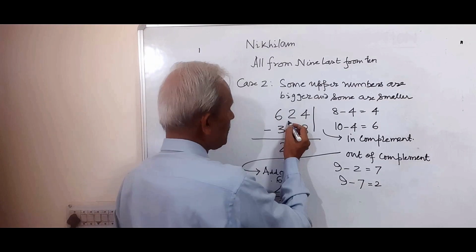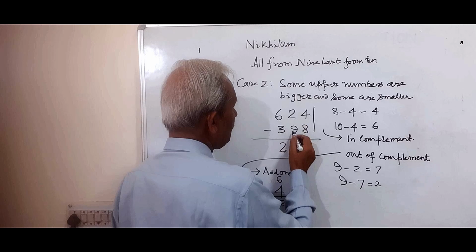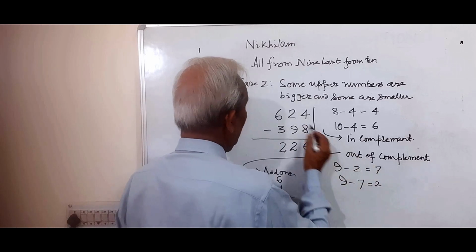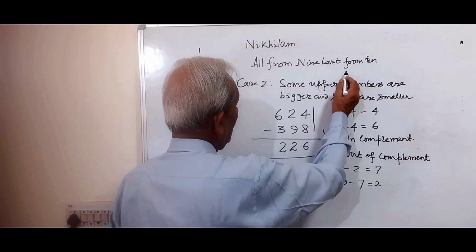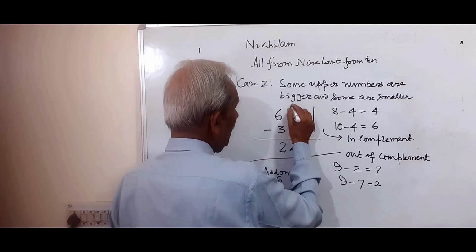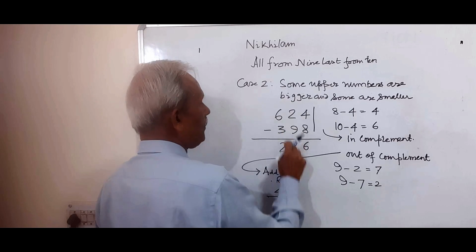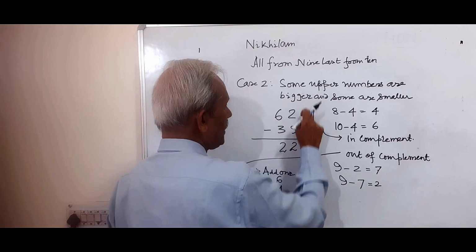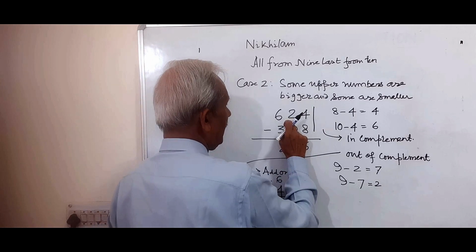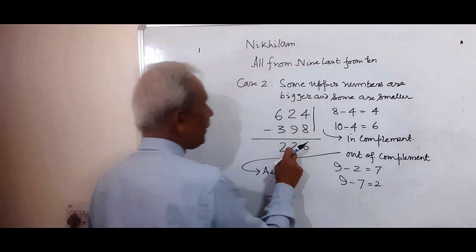So here again it is smaller, you cannot reduce 9 from 2. So what do you do? Find the difference of 2 and 9, that becomes 7. And then now use this rule, all from 9, last from 10. So instead of 10, we'll use 9 now. 9 minus 7 is 2. Here it was 10 minus 4 was 6. Then here 9 minus 7 is 2.